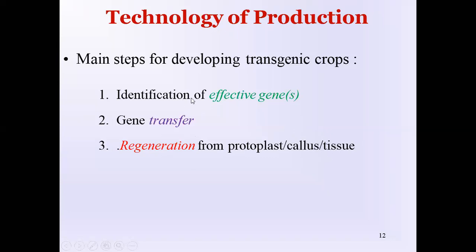So the first one is identification, the second one is the gene transfer, the third is the regeneration, and the fourth one is expression of the desired gene at a desired level. We need to identify whether the gene we have introduced into a plant is expressing or not, whether it is producing proteins, if we need proteins. If we need only RNA, whether RNA is produced or not. And the desired level.